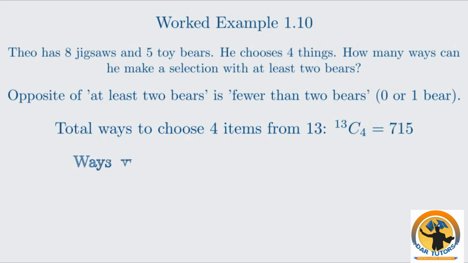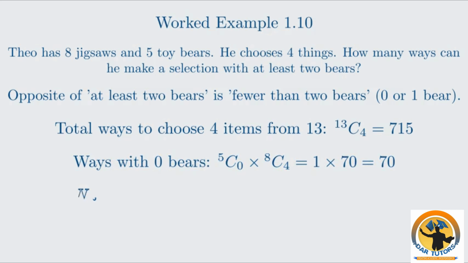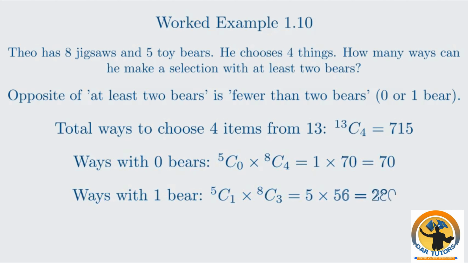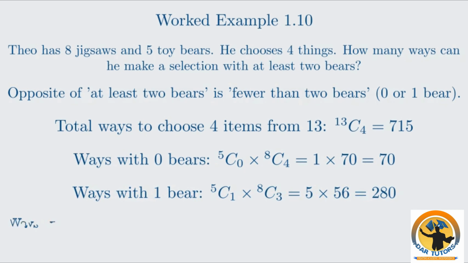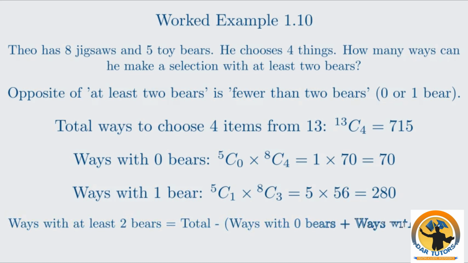Next, the number of ways to choose 0 bears and 4 jigsaws is 5C0 times 8C4, which is 1 times 70, or 70. The number of ways to choose 1 bear and 3 jigsaws is 5C1 times 8C3, which is 5 times 56, or 280. Finally, we subtract. The number of ways with at least 2 bears is 715 minus the sum of 70 and 280. This gives us 715 minus 350, which is 365.